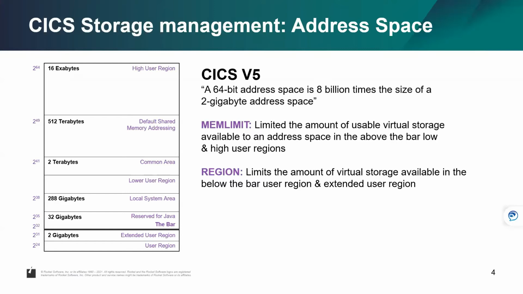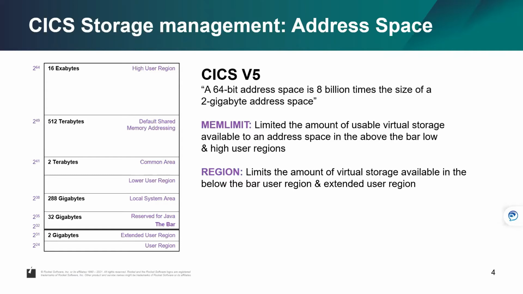CICS added an additional parameter called MEMLIMIT, which would allow you to limit the amount of storage above the bar, right? Above the bar, again, we're not making much in terms of utilization of it yet, although there are a bunch of things up there. The trace table lives up there, channels and containers live up there, temp storage can live up there, Java lives up there. So over time, I anticipate more and more things will go above the bar. And of course, we have quite a bit more storage, as you can see, 8 billion times the size of a 2 gig address space.